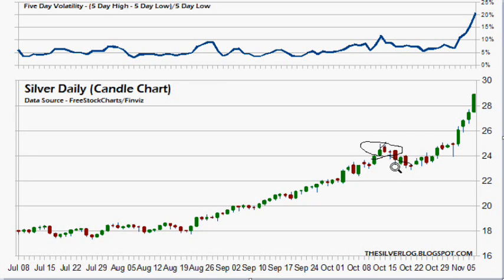It didn't correct too much, only down to 23. It came back to this level, found a little bit of resistance, and then boom, skyrocketed towards the upside. So my best analysis is to plan on the volatility continuing to remain wild, if anything, even more increasing, or for the volatility to continue to increase higher.